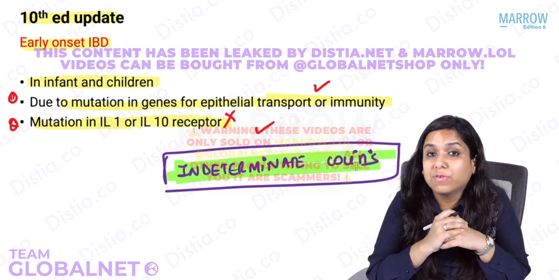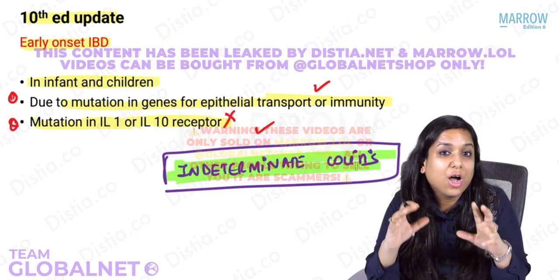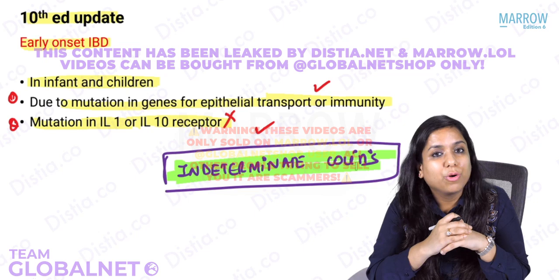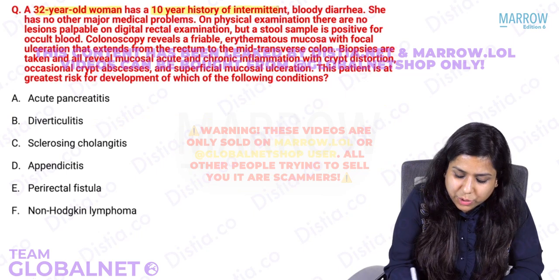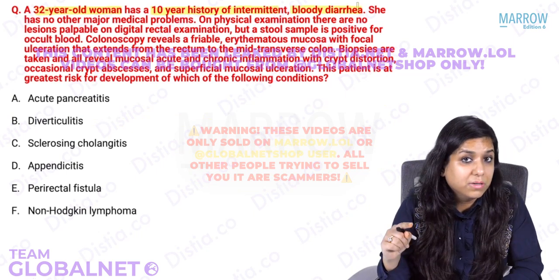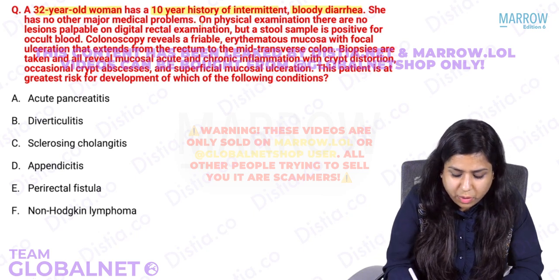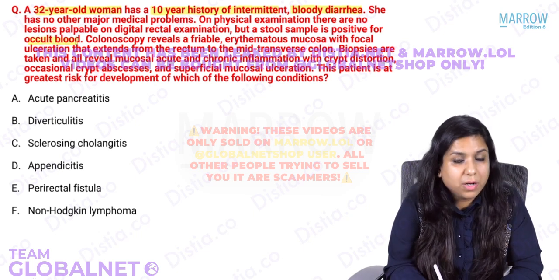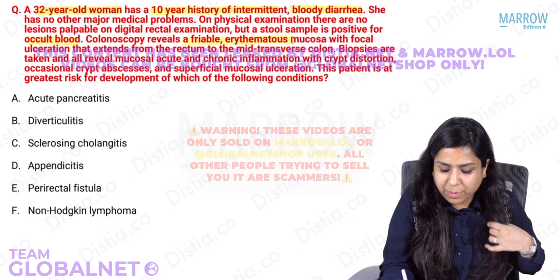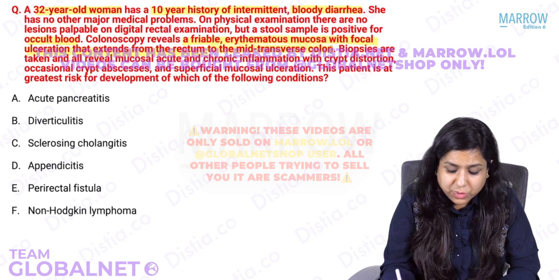With this story, students, I finish off with this topic of inflammatory bowel disease. Let me now test your knowledge and see how much you have understood, because now let us do a lot of questions. A 32-year-old woman has a 10-year history of intermittent bloody diarrhea. 10 years. That means it has to be a chronic disease. She has no other major medical problems. On physical examination, there are no lesions palpable on DRE, but a stool sample is positive for occult blood. Colonoscopy reveals a friable erythematous mucosa with ulceration that extends from the rectum to the mid-transverse colon.